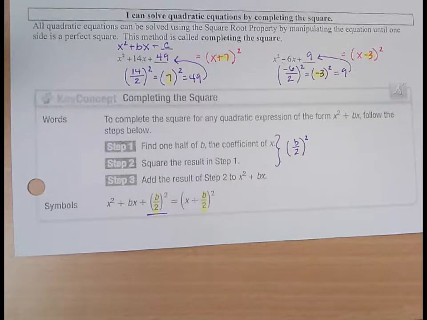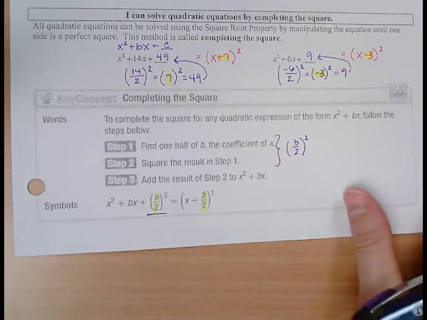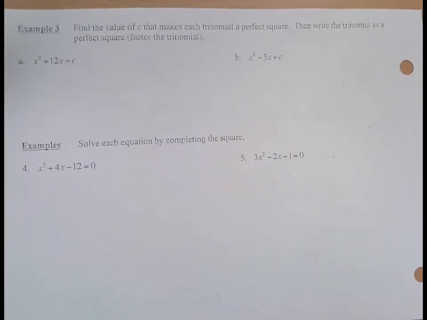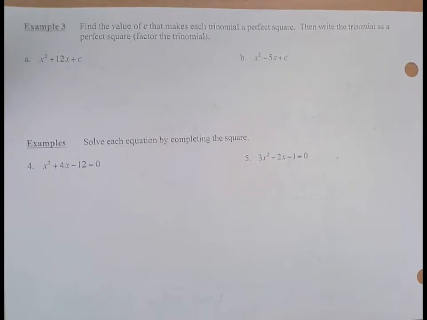Okay, so we're going to go through and practice this and put it all together with solving by completing the square. All right, so example 3 is just practicing completing the square and then factoring. So it says find the value of c that makes each trinomial a perfect square, and then write the trinomial as a perfect square, which means to factor it. So what quantity squared do you have?